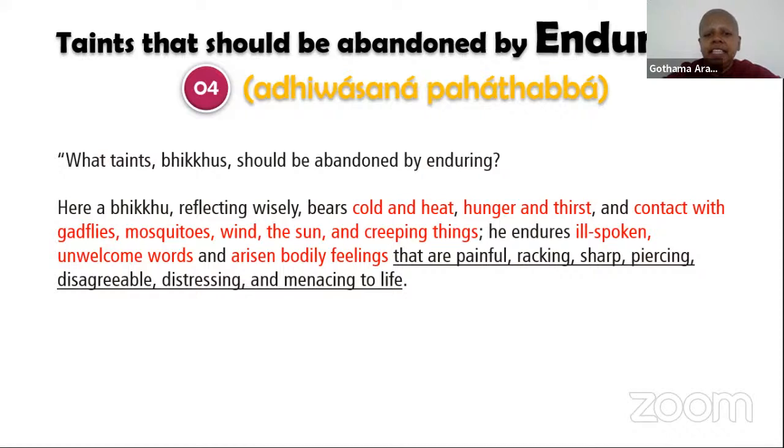And what is this? Look here, this is important. Ill-spoken, unwelcome words. What does that mean? You will have to endure ill-spoken or unwelcome words. Scolding, shouting at you. So many problems happen at houses and workplaces. He shouted at me. How can he shout? How can he raise his voice at me? How dare he do that?